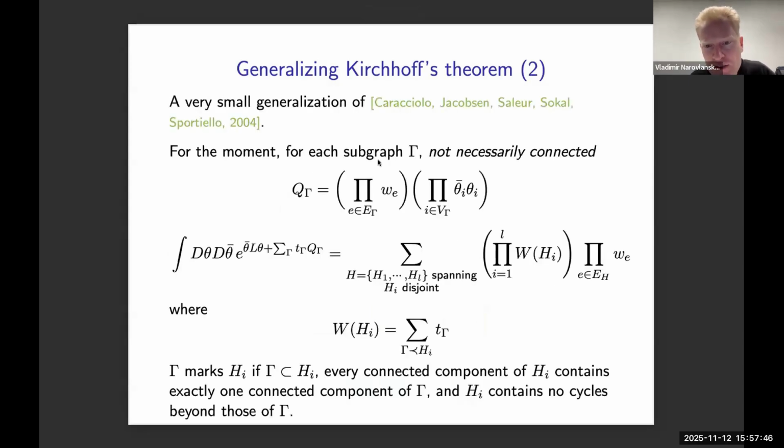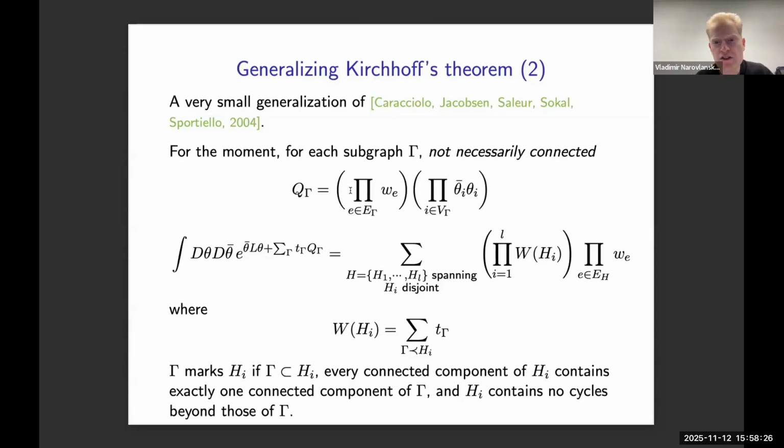Now let me mention a very slight generalization of the claim, in this paper. For every subgraph gamma that describes an interaction, as we had before, now for a second I am going to restore the weights of the edges. Previously, I didn't write them; I'll say in a second why. So now for every interaction gamma, we have Q gamma, these deformations, which are the product of theta bar theta over the vertices and the weights of the edges. And now I allow it to be not necessarily connected. This is the slight generalization.